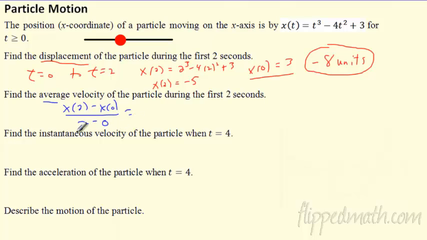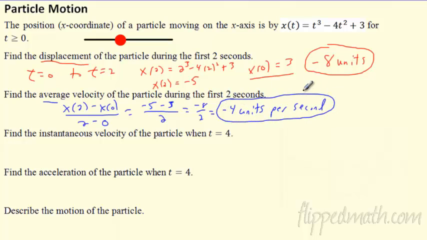And what is the average rate of change here? It went from x of 2, do we have that as negative 5? At 0, we're at what? We're at 3. And we are taking that over just 2. So I'm looking at negative 8 over 2. This is going to be negative 4 units per second. Time is in seconds. Excellent. So the average velocity from 0 to 2, it's traveling negative 4 units per second. And that makes sense. Each second does negative 4. That's why it went negative 8 total.